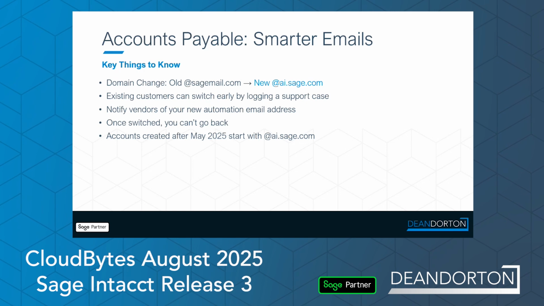Existing customers can switch early by logging a support case. Just let us know if you want to go ahead and make that switch. ERP support at deandorton.com. Once you switch, though, you can't go back. And any accounts created after May of 2025 will start with ai.sage.com. So some of the newer customers, you're already there. You don't have to worry about it. The older ones prior to May of 2025 would be something to consider.